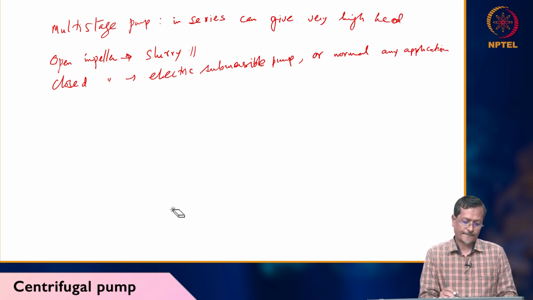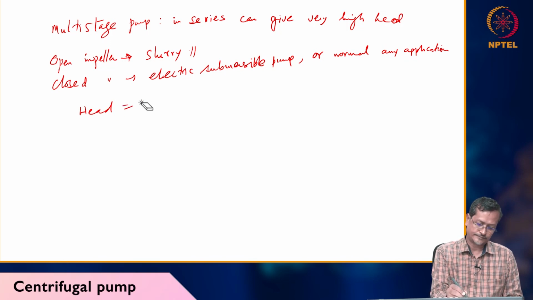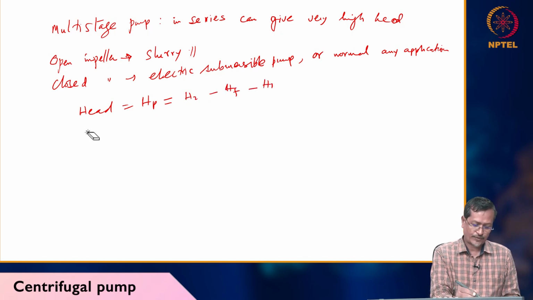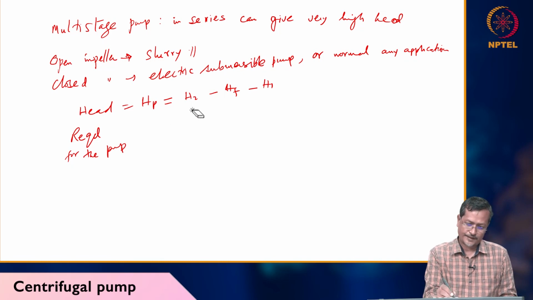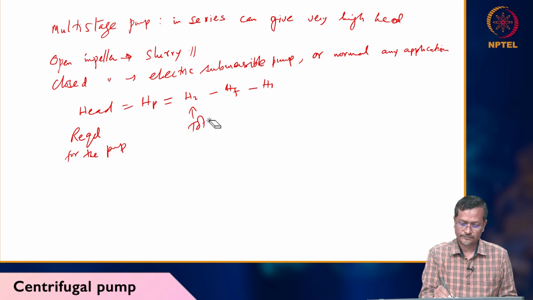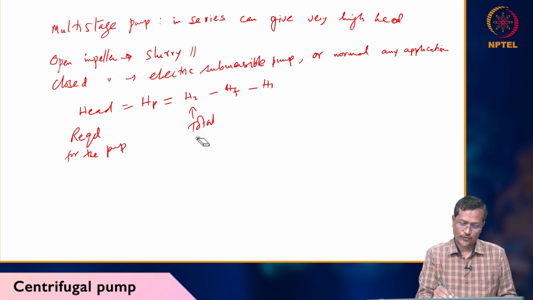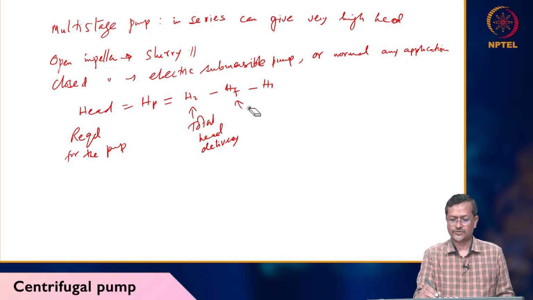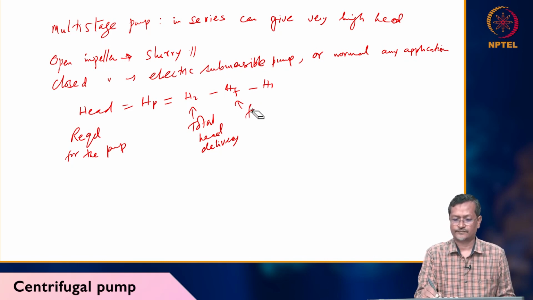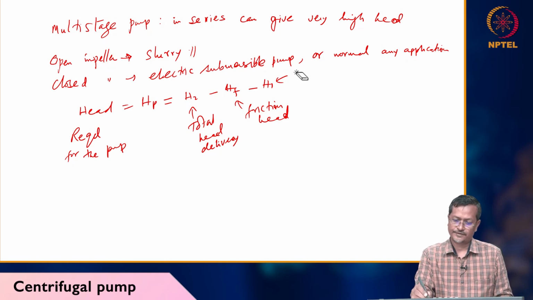Okay, and the head formula: HP equals H2 minus HF minus H1. HP is the required head for the pump, and H2 is the total fluid head delivered, and HF is the friction head. Friction, because there will be several losses, so friction head. And H1 is the total suction head.